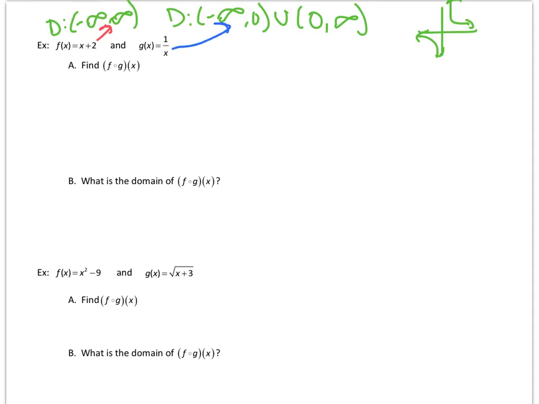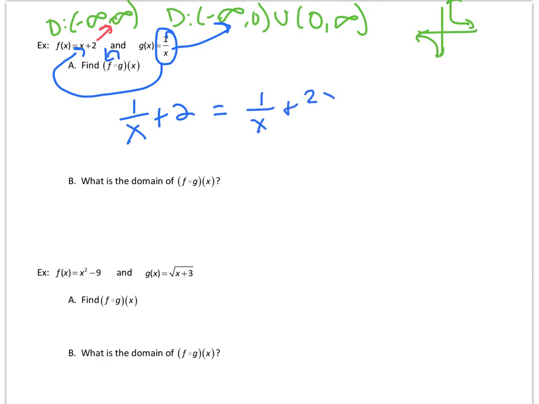So I want to find f composed of g. So g is going to go in f. This whole function here is going to go in here. So that's going to be 1 over x plus 2. That's 1 over x plus 2x over x, which equals 1 plus 2x over x.